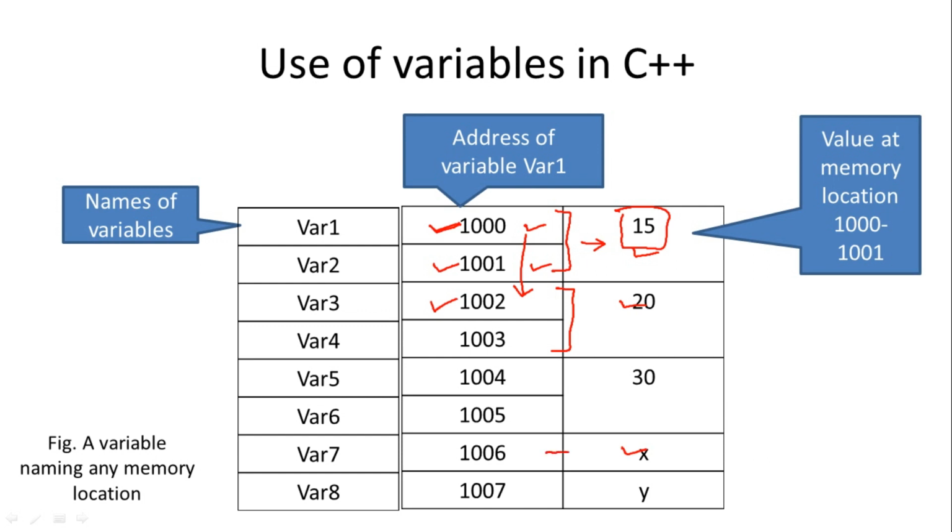So here 1006 will be allocated to variable x. So this is the structure of how the variables are stored in memory. Now this is the actual memory, where these are the addresses and these are the values at those addresses. So we can say like this: 15 is stored at the memory location 1000 and 1001 because it requires 2 bytes. Similarly, x is the value, in character form, which is stored at the memory location 1006.